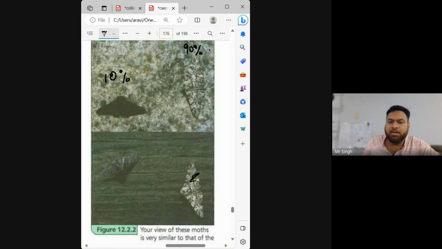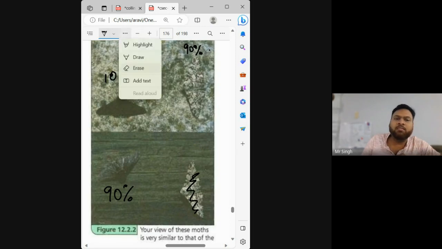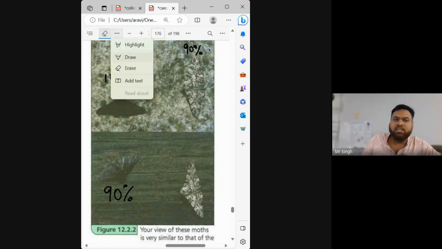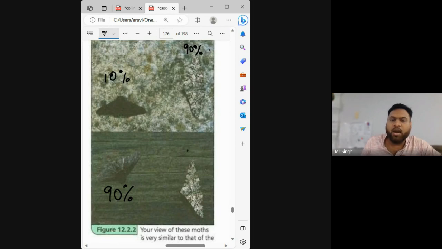So over time, the bird started eating this one, and this one started being the one that survived. And that means that over time, this moth, the black one, ended up being the one that was 90% of the population, and the white one, or the peppered one, ended up being the lower amount, because this one was camouflaged. So you all see now how variation allowed the species to survive. Everybody seeing that?